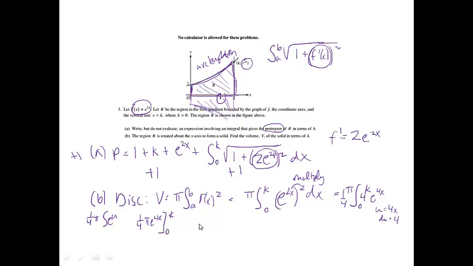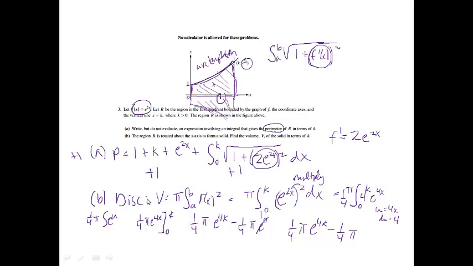If I plug k in, I'm going to get 1/4 pi e to the 4k minus, if I plug 0 in, I'll get 1/4 pi e to the 0, and e to the 0 we know is 1. So my final expression is going to be 1/4 pi e to the 4k minus 1/4 pi. All right, that was worth 4 points.